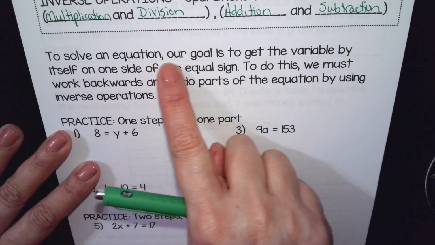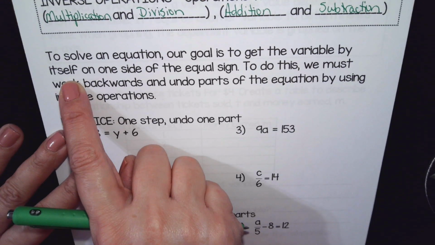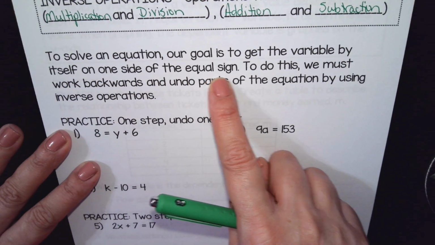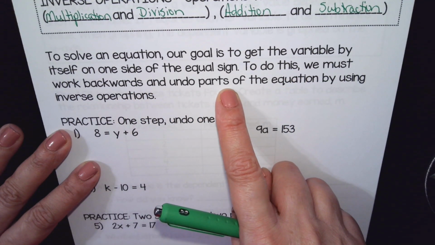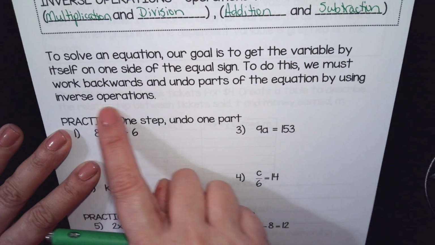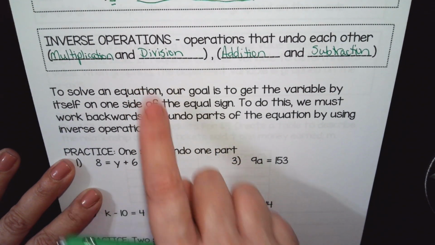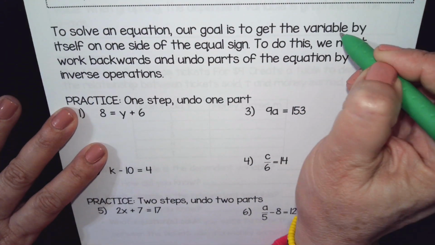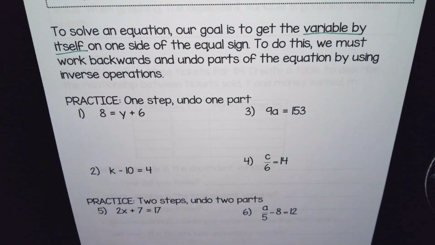To solve an equation, our goal is to get the variable by itself, so it has to be alone on one side of the equal sign. To do this, we must work backwards, and undo parts of the equation by using inverse operations. We just talked about those up here. Okay, so we have to get the variable by itself. Well, let's find the variable. Here he is.